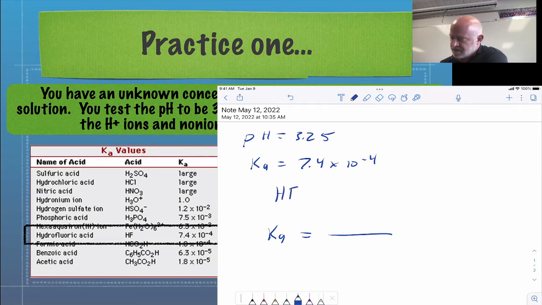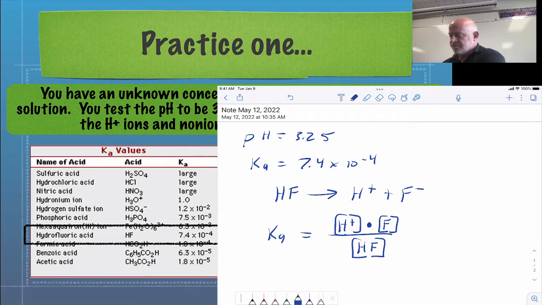Hydrofluoric acid, HF, is going to react to make hydrogen ions and fluoride ions, okay? So like normal equilibrium expressions, we're going to put our products over our reactants. So we're going to have our hydrogen ion concentration times our fluoride concentration over our HF concentration, okay? Now we need to start to plug some numbers in.